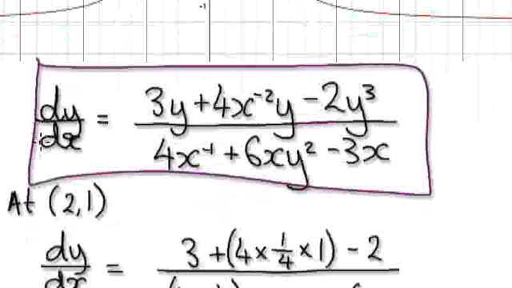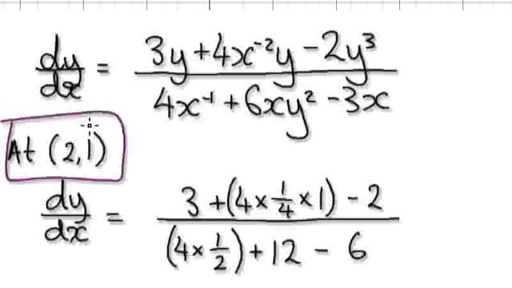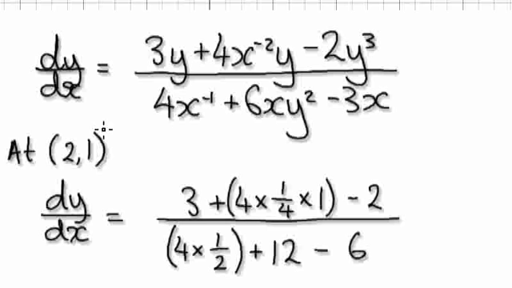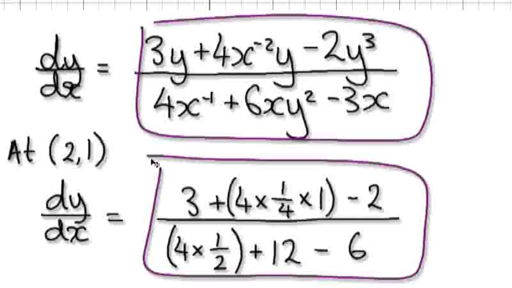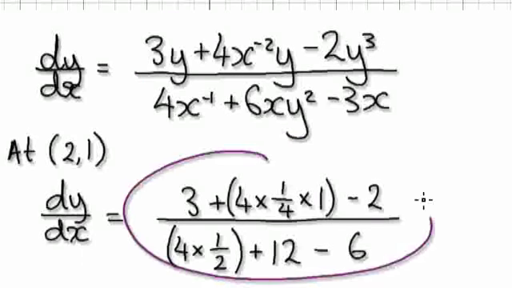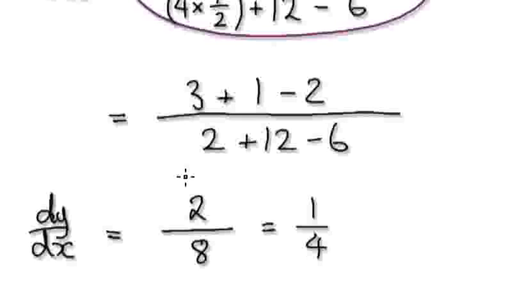Now at that point, it's just me repeating myself. At the point (2, 1), you put it into this equation here, and it will then give you this. So dy by dx at that point will be this here. Tidy it up, and then the gradient will be a quarter.